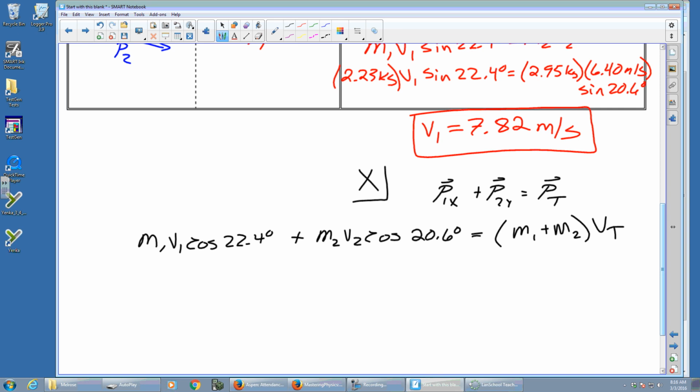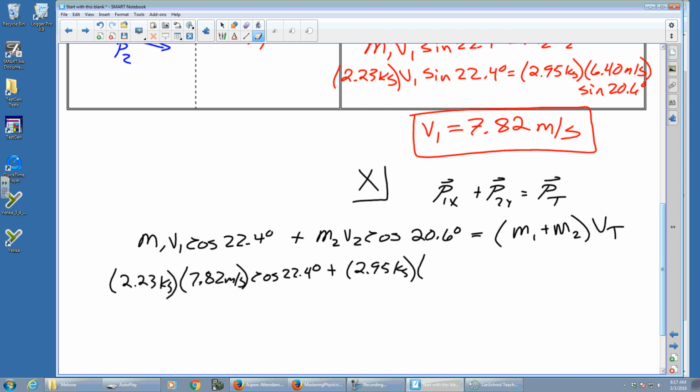And now it's substituting in your values. So for me, that's 2.23 kilograms here for M1. For V1, it's 7.82 meters per second. Cosine 22.4 degrees. Plus my 2.95 kilograms, from my earlier part, right?